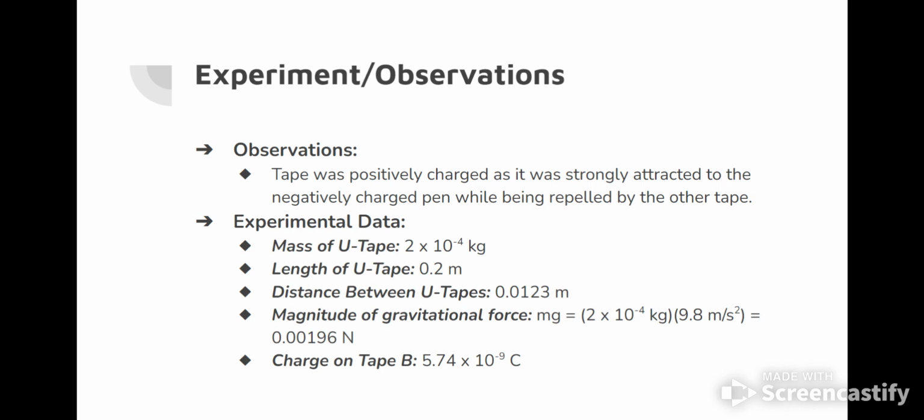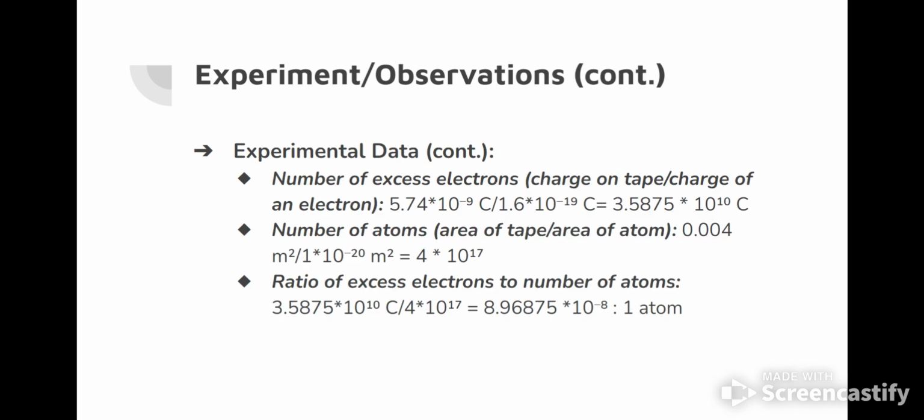The magnitude of the gravitational force was obtained by taking the mass of the tape times the gravitational constant, which resulted in 0.00196 newtons. And the charge on tape B was 5.74 times 10 to the negative 9 coulombs. The number of excess electrons was obtained by taking the charge on the tape divided by the charge of an electron, resulting in 3.5875 times 10 to the 10.